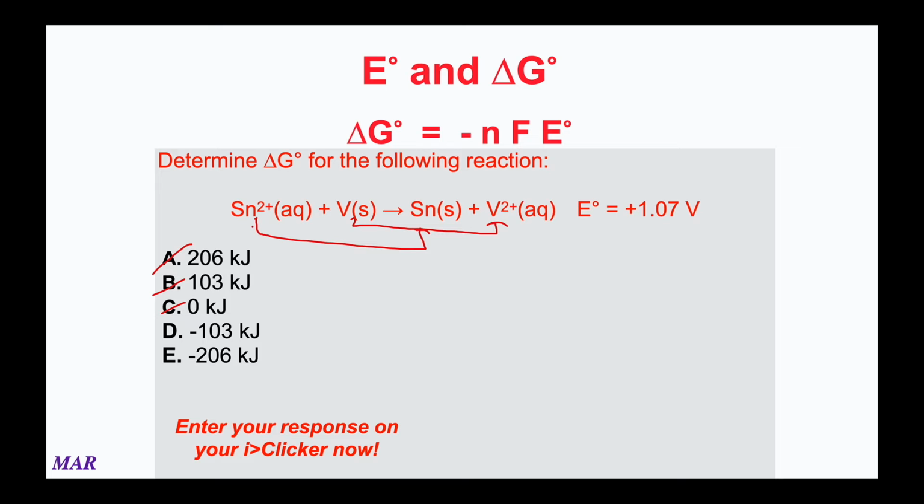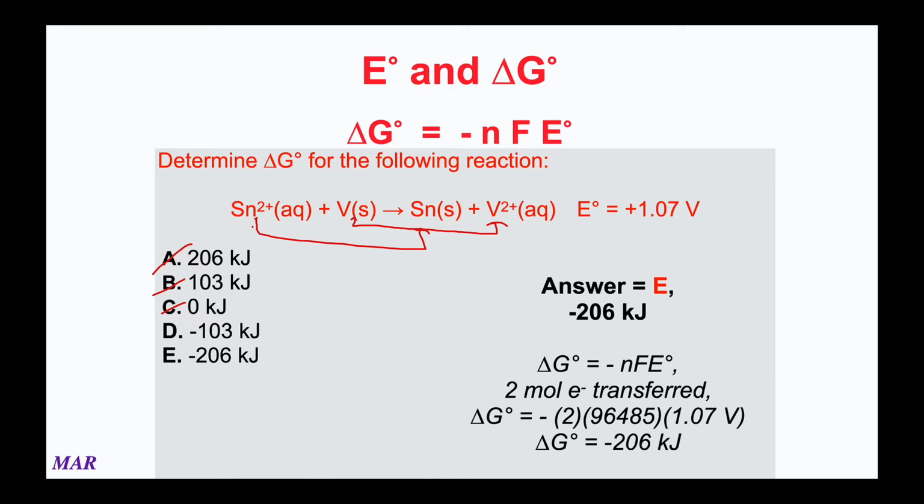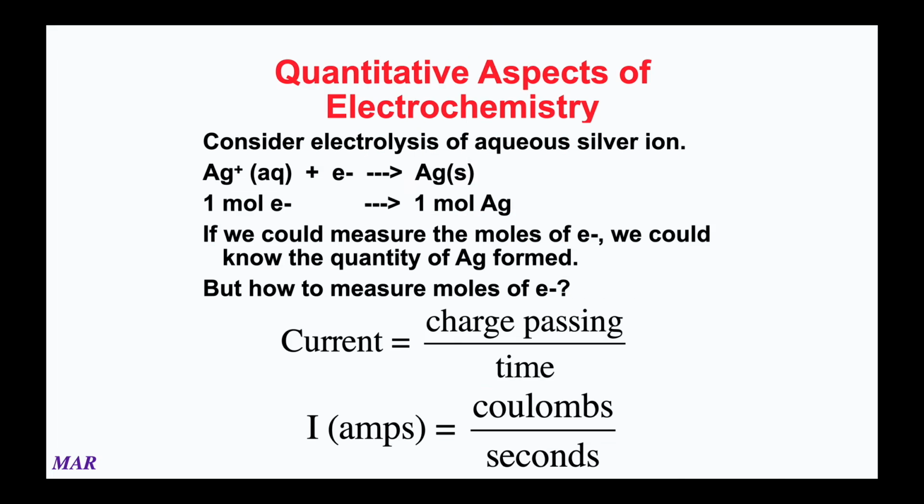N is the moles of electrons transferred. It's going to be 2 here. So you'd go minus 2 times Faraday times 1.07. You're going to get a really big number. People usually divide by 1,000, turn joules into kilojoules, minus 206 kilojoules here. Notice that delta G initially comes out in joules, so you can turn it into kilojoules pretty readily. No problem.